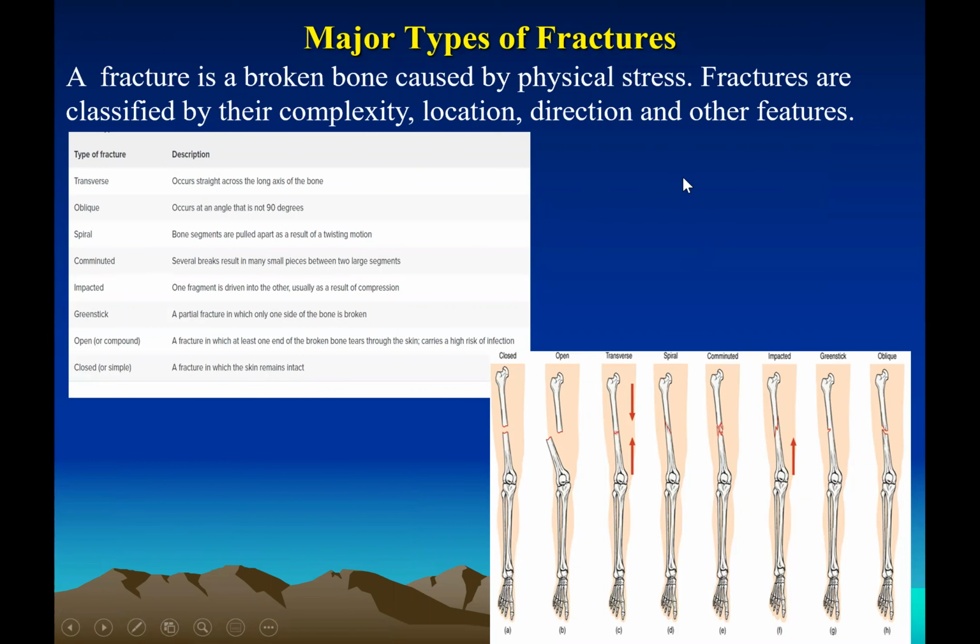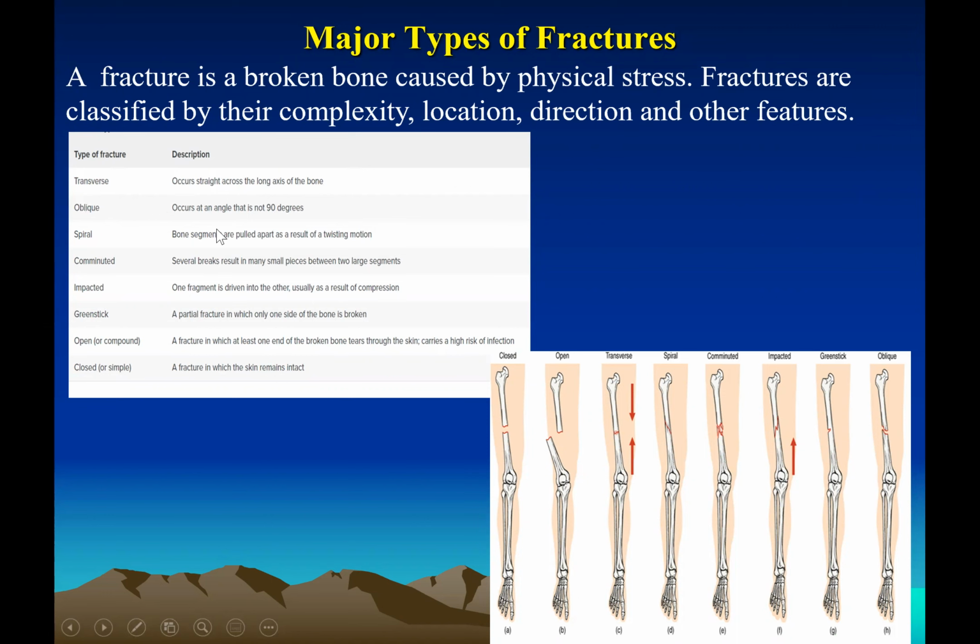There are several types of bone fracture, which is nothing but a broken bone that is caused by extreme physical stress. Fractures are classified by their complexity, location, direction, and several other features. So, a transverse fracture occurs straight along the long axis of the bone. Oblique fracture occurs at an angle.